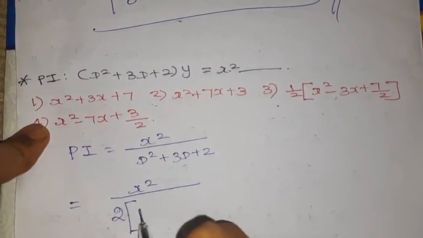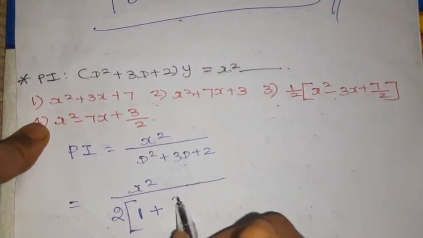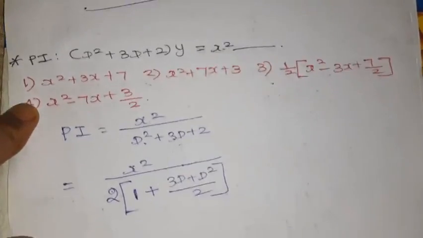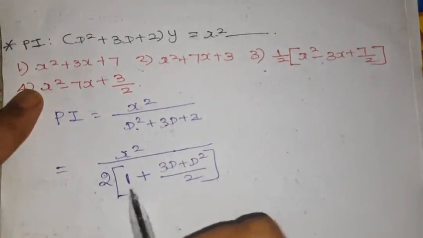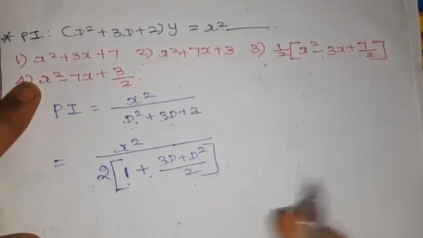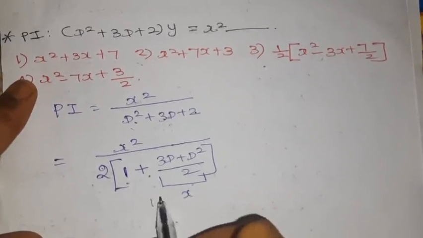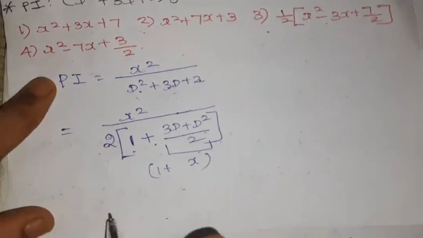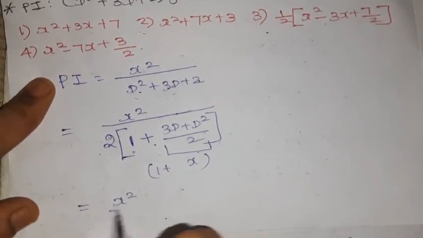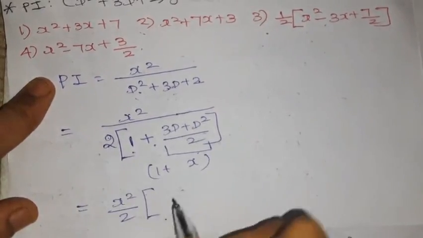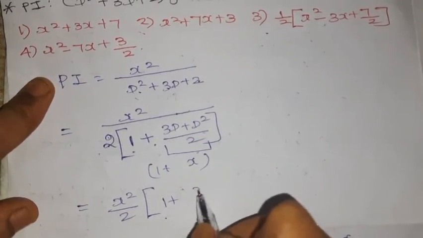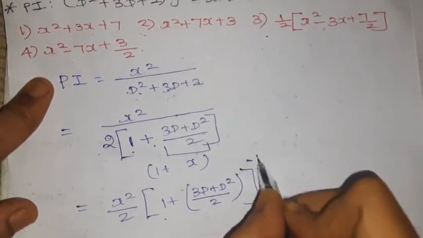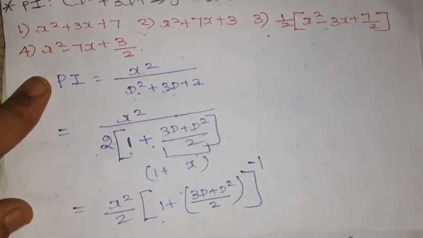When we take 2 outside, what we will get? 1 plus this 3D plus D squared divided by 2. I am just taking 2 outside, so then 1 plus 3D plus D squared by 2. So this is of type 1 plus x form in the denominator. So this is x. Okay. So next, what is the next step? x squared by 2. So these two terms, leave it alone. Then 1 plus 3D plus D squared by 2, okay, whole power minus 1, taking to the numerator.